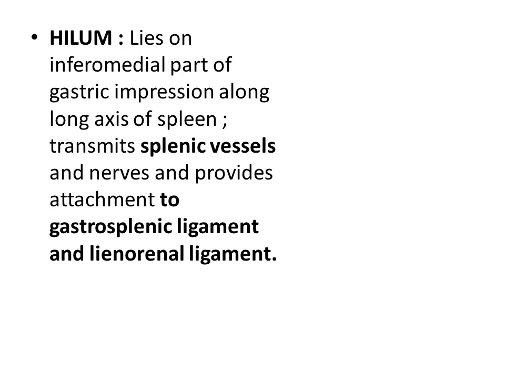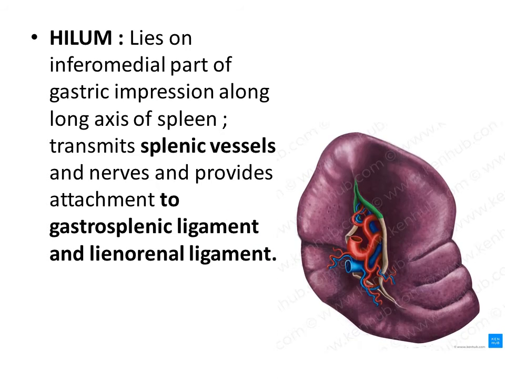Now next is the hilum, which is also present on the visceral surface. See, it lies on the inframedial part of the gastric impression along the long axis of spleen, right? And it transmits the splenic vessels and nerves and provide attachment to the gastrosplenic ligament and lienorenal ligament, right? 2 most important peritoneal ligaments we have already discussed. So this is about the hilum, right?